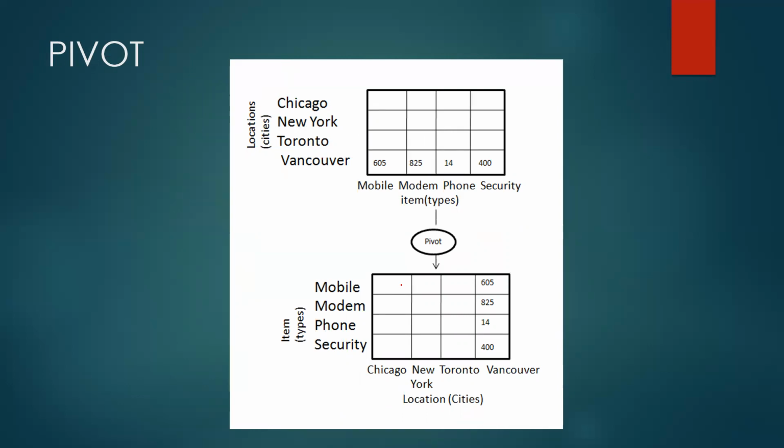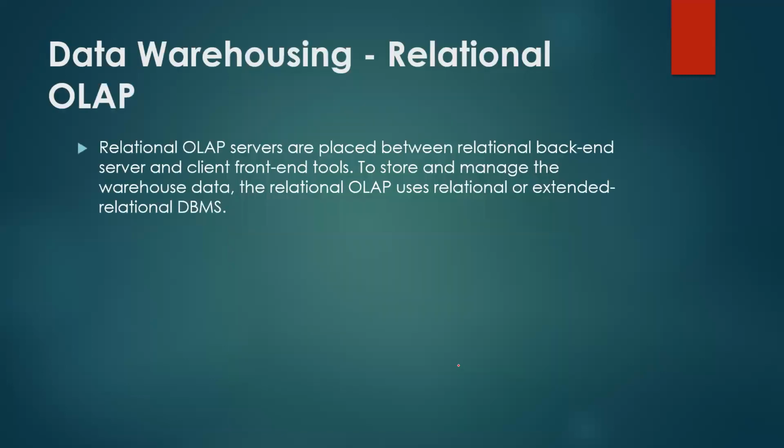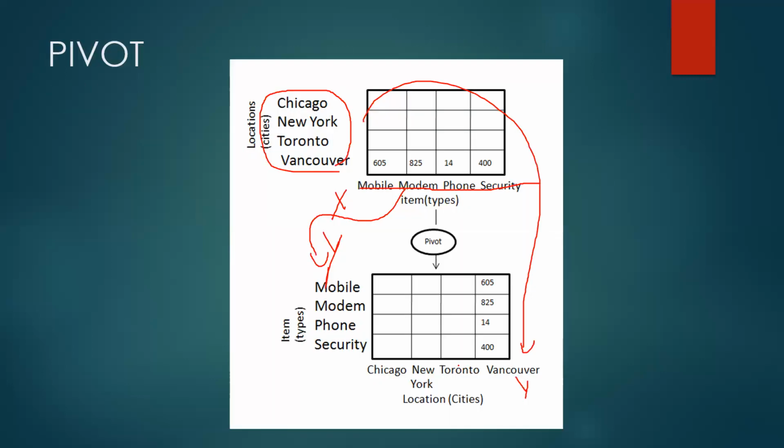Okay. So, for example, if you see, you have cities here. You have Chicago, New York, Toronto, and Vancouver. And now what I'm doing, I'm putting this one, which is an x-axis, to y-axis. And what was on x-axis, we are putting down to y-axis. So you are changing. Okay, you are rotating. This is what we call pivot.